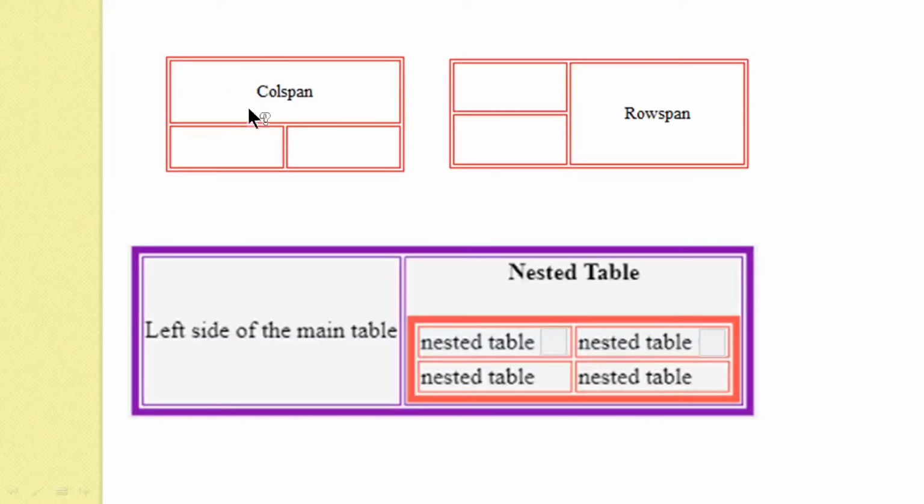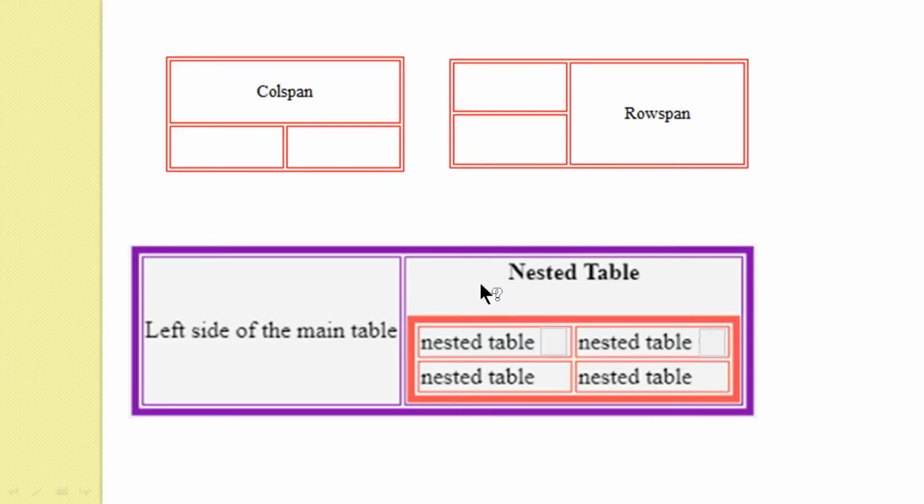We can see in this picture a table with 2 columns and 2 rows, but the first row is spanned across 2 columns. Colspan is mainly used for horizontal merging. Coming to rowspan, here also we have 2 columns and 2 rows. In the second column, the 2 rows are merged. That is vertical merging. For vertical merging or vertical spanning, we will be using rowspan.